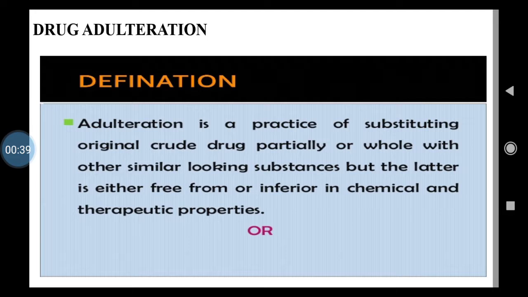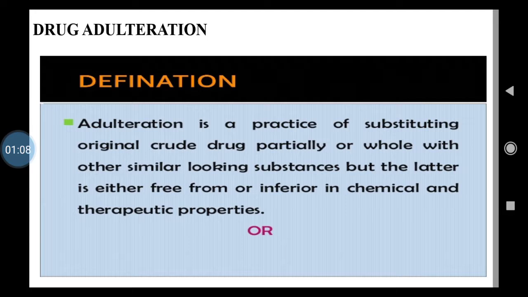Now, in this, the important question is asked on the different methods. What are the different methods which are used for adulteration? First, we must know the meaning of adulteration. We will see a few important definitions. Now, adulteration, simply we can say, milawat.